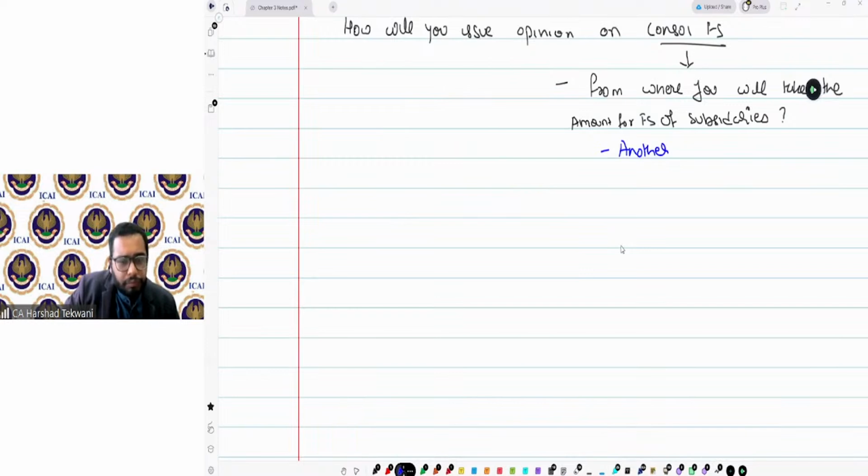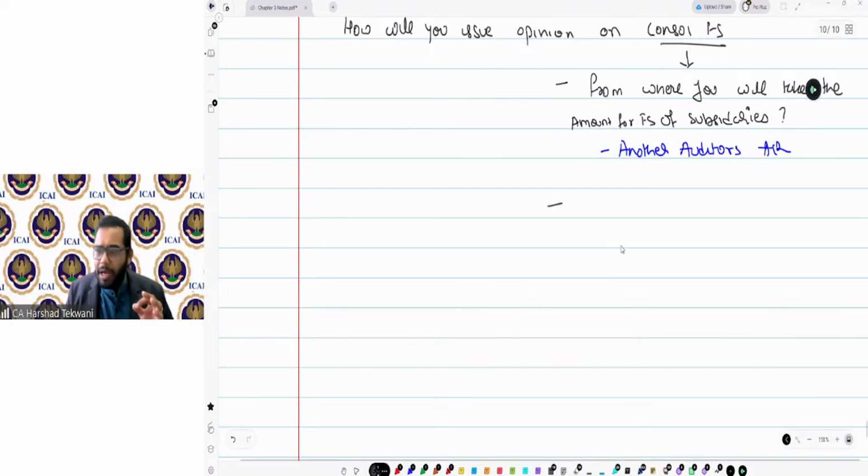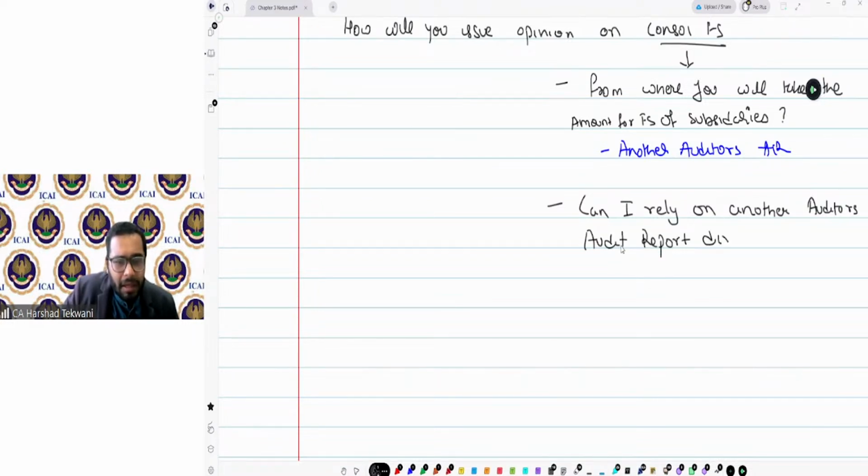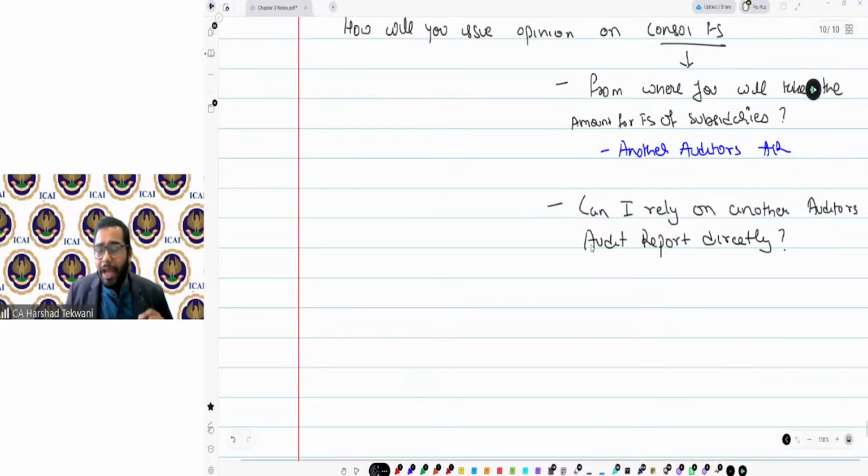Another auditor's audit report. Fine. The next question I want to ask is, can I rely on another auditor's audit report directly?